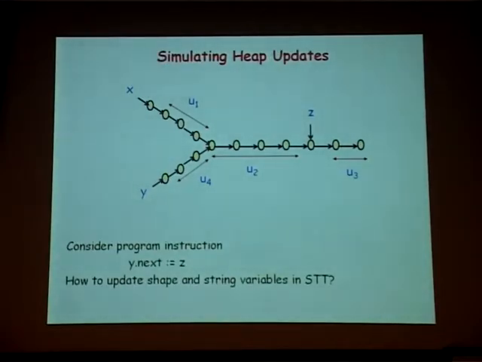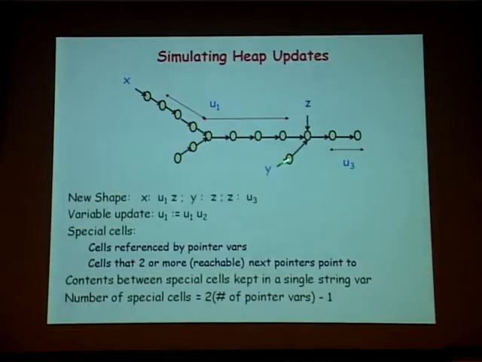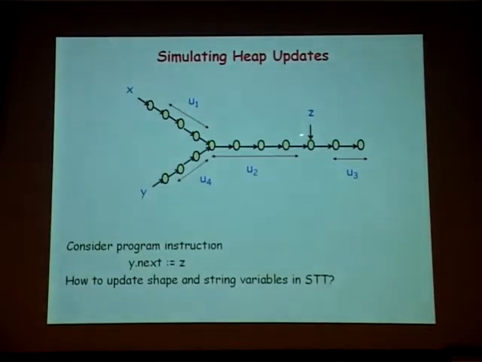If the program does an instruction such as y.next equal to z, what would happen? This next pointer is being swung to this, so our heap would look something like this. Now this chunk becomes irrelevant, so I drop this variable. I also concatenate these two, because we want to maintain the invariant that in the heap only special variables separate cells. We can do that by concatenating two variables. Previously there was u1 and u2. I'm just going to set u1 to u1.u2, the concatenation of the two, and that would remember this whole chunk here.